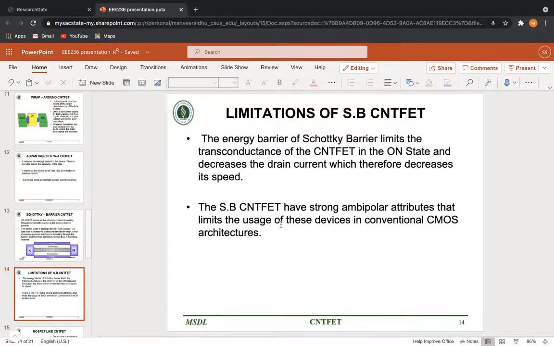Limitations of Schottky barrier CNTFET. The energy barrier of the Schottky barrier limits the transconductance of the CNTFET in the on state, which decreases the drain current and therefore its speed. So speed is one of the limitations of Schottky barrier CNTFET, as they are not as fast as compared to other types of CNTFETs. The Schottky barrier CNTFET has strong ambipolar attributes, that limits the uses of these devices in conventional CMOS architectures.